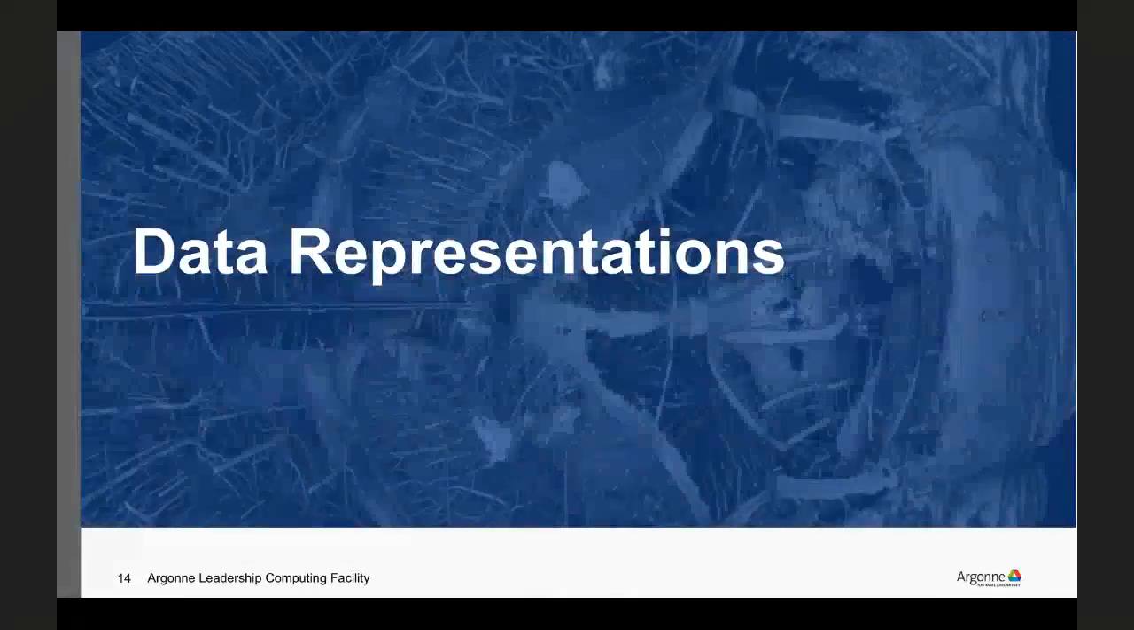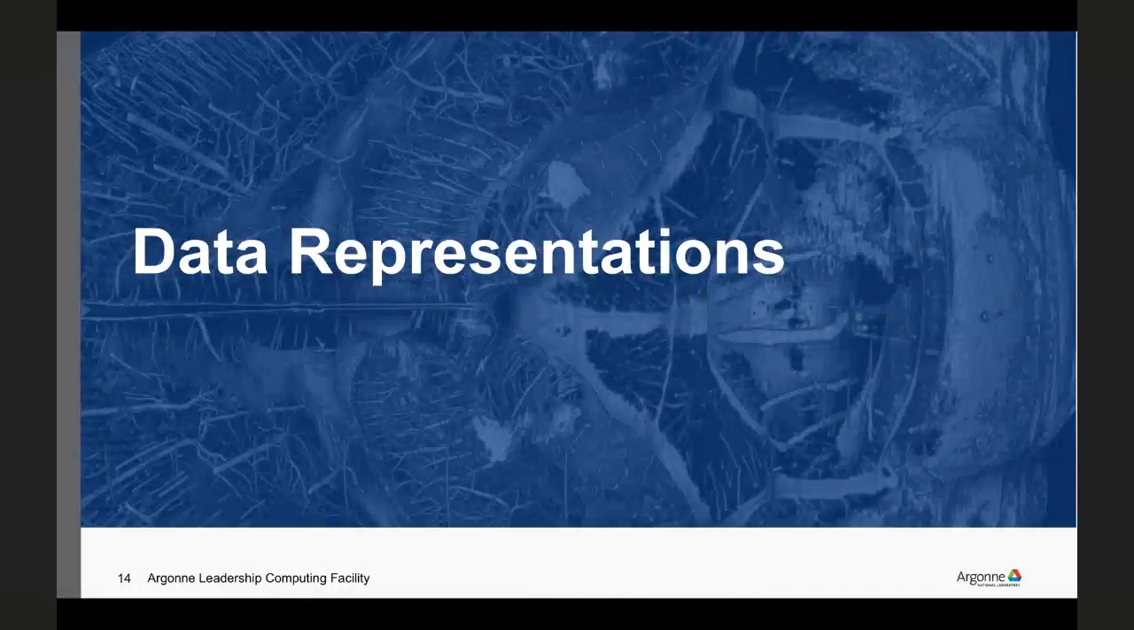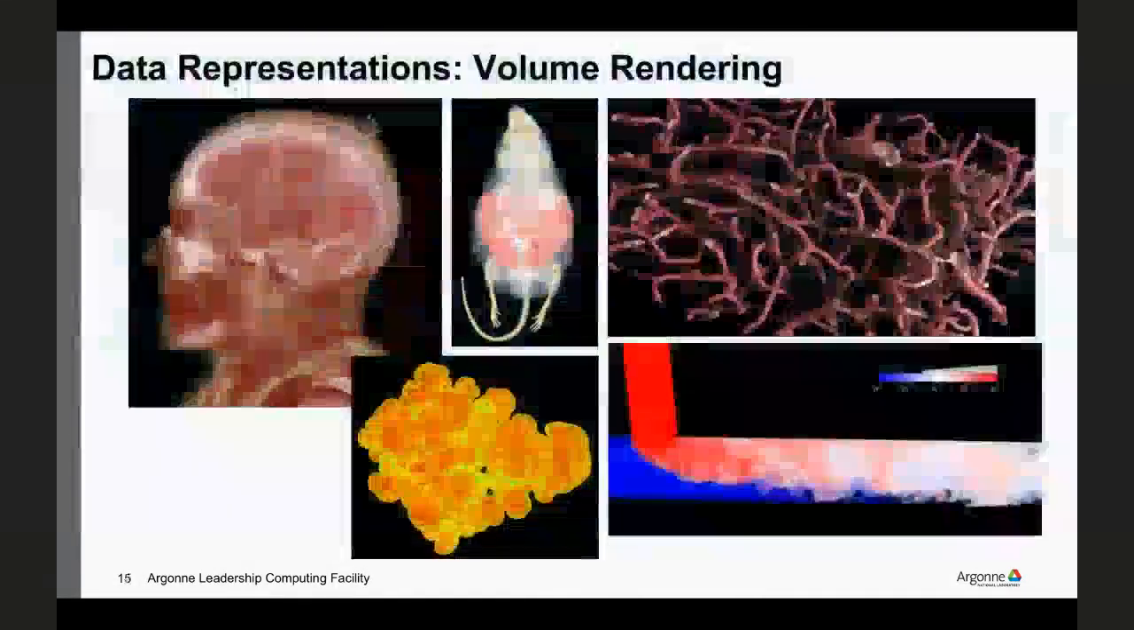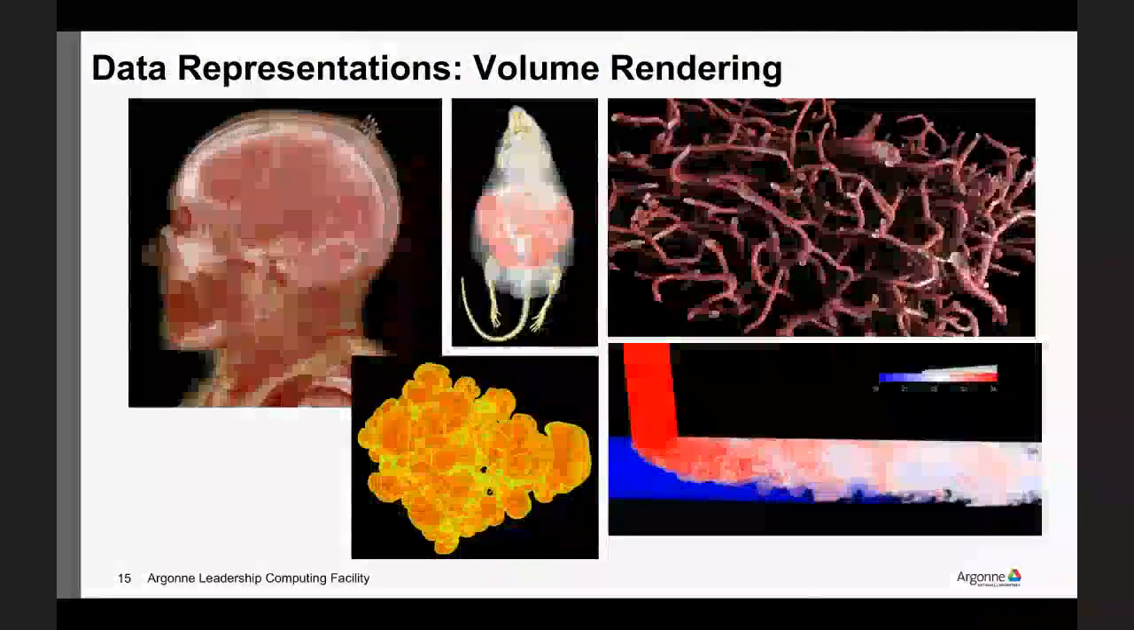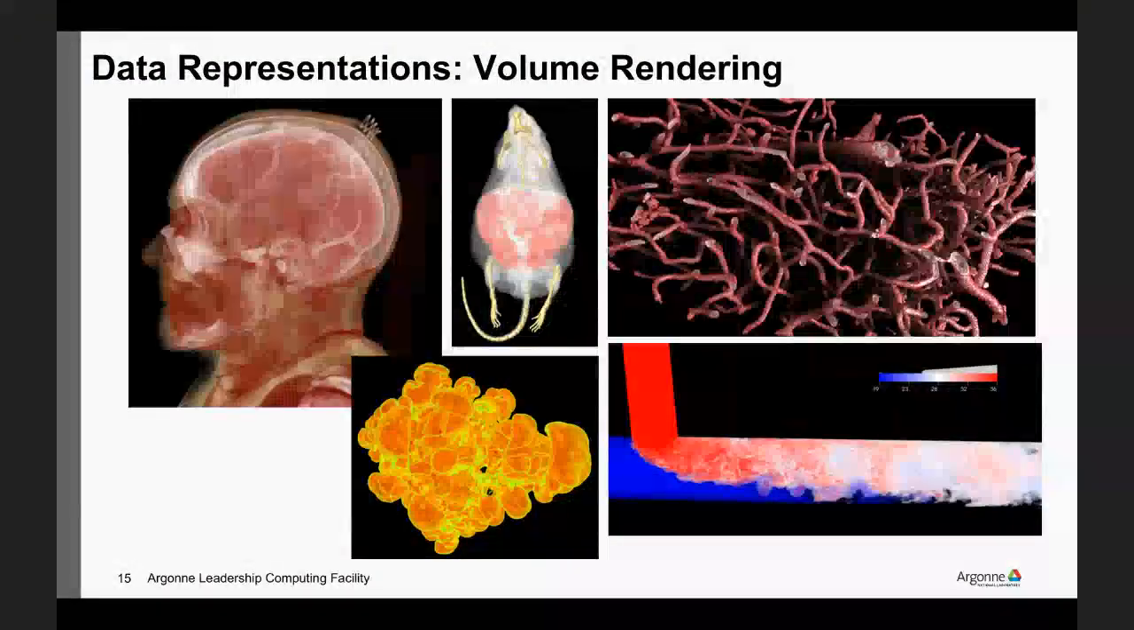So I'll spend the next handful of minutes talking about data representations. So how do you want to change your data into some sort of image? Largely what visualization is about is taking some graphical attribute and assigning it to some attribute in your data.